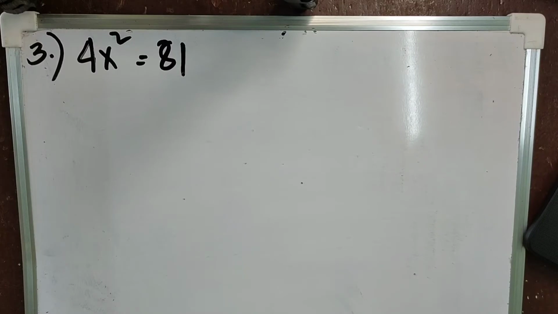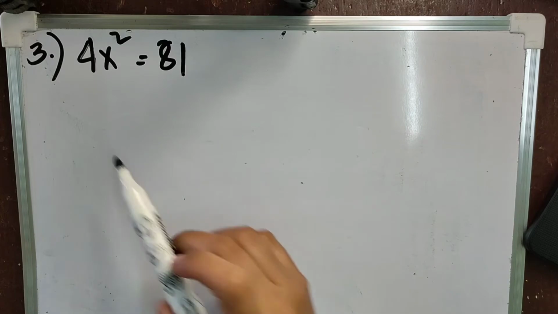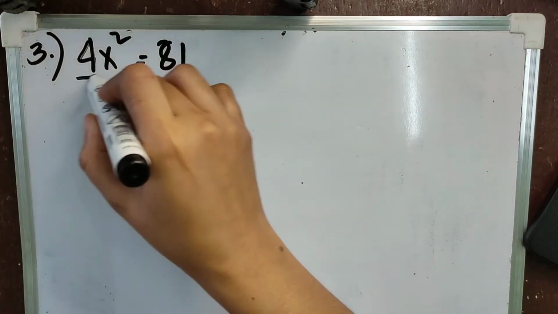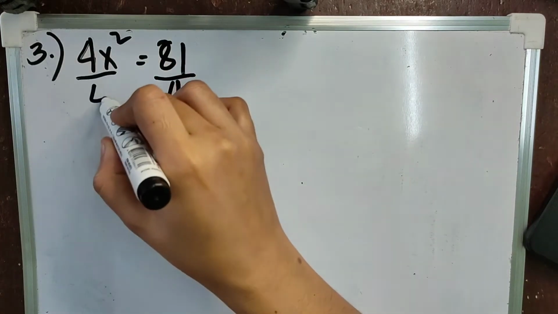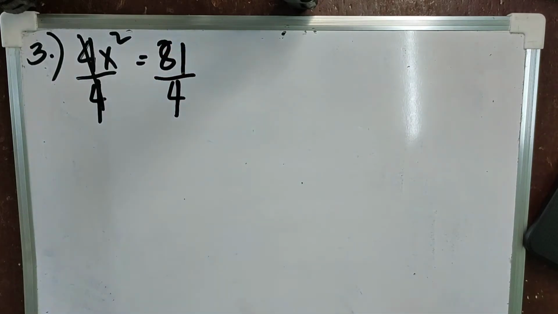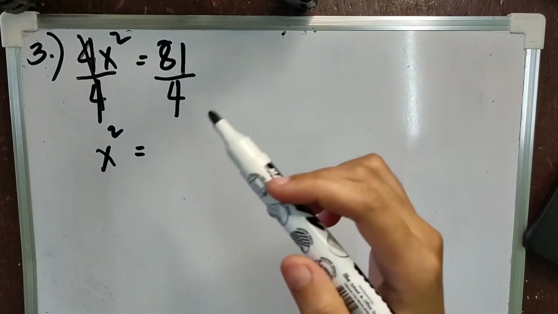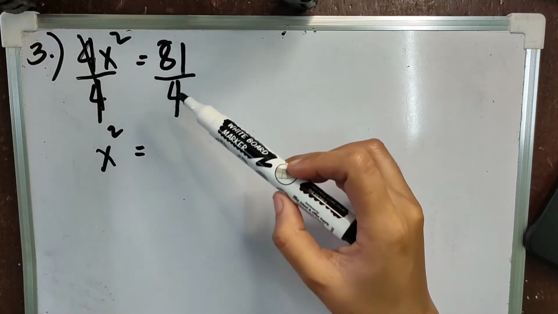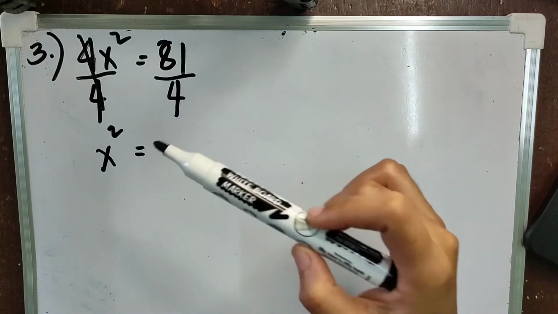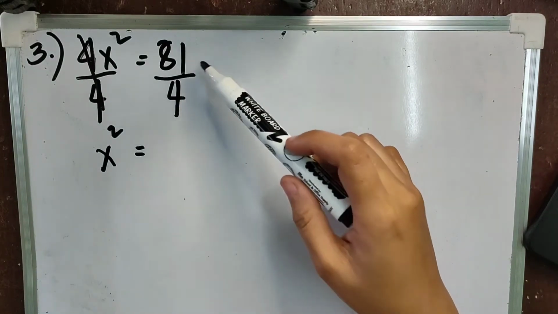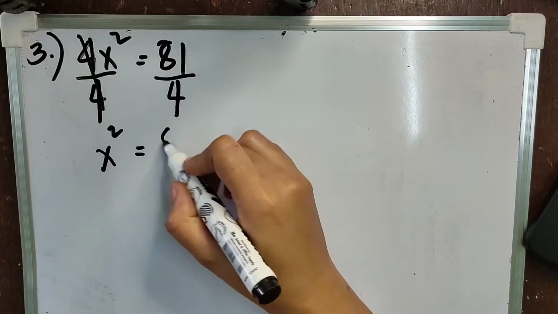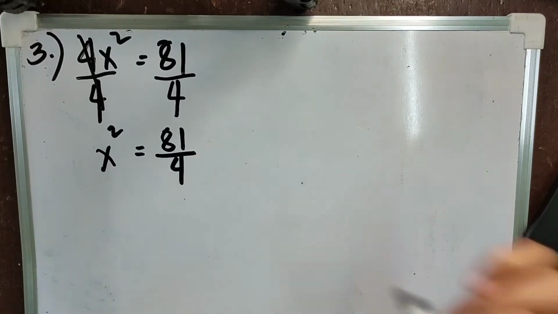Example number 3. 4x squared equals 81. Our first step is to divide both sides by 4 since our numerical coefficient here is 4. So we have divided by 4 and then cancel. So we have x squared equals, since 81 cannot be divided evenly by 4, the answer is not a whole number. So we are going to copy 81 over 4.